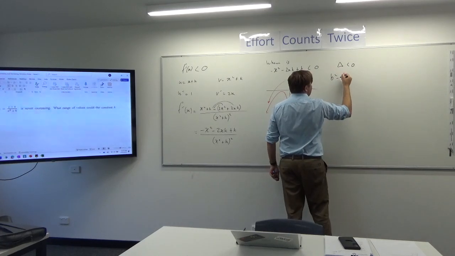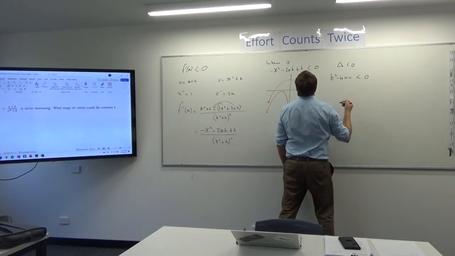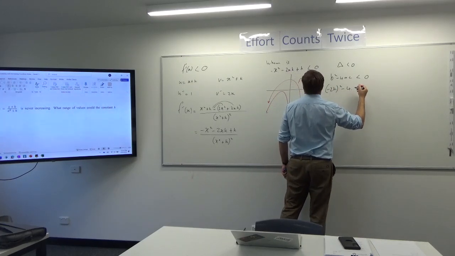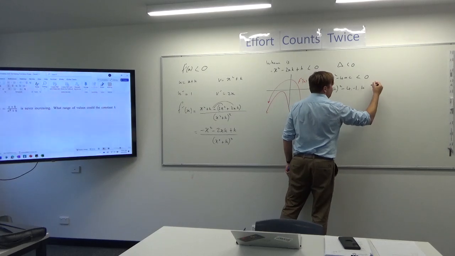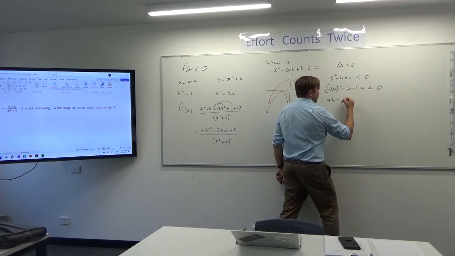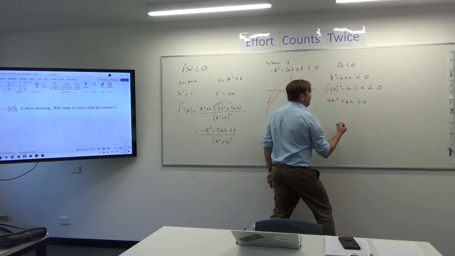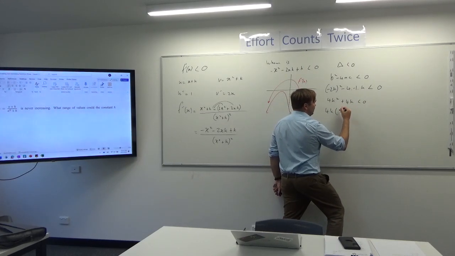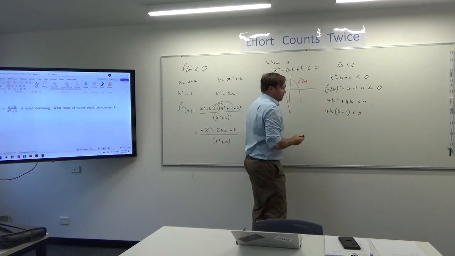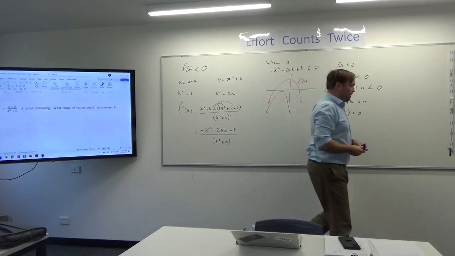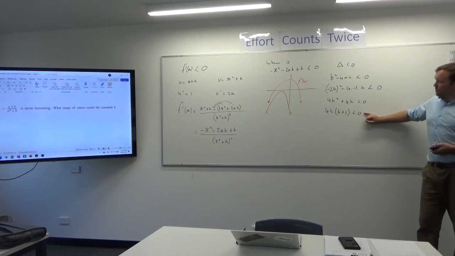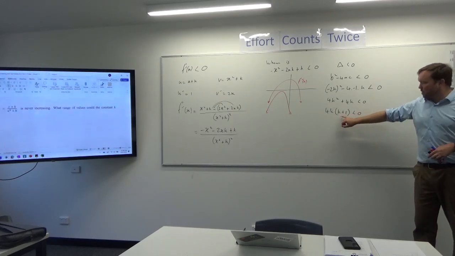So b squared take 4ac is less than 0, and we sub those values in. Minus 2k squared take 4 dot a dot c is less than 0. 4k squared plus 4k is less than 0. Factor out 4k. And then there's another quadratic. You can see that it's equal to 0 when k is 0 and k is minus 1.